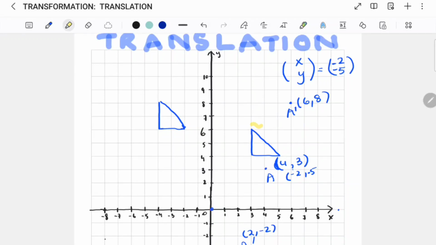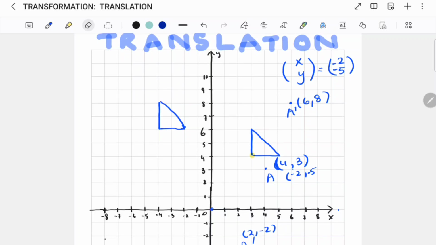Alright, so here, if you join all the corresponding points, then you must get parallel lines, and the diagrams also didn't flip. It means that this is translation. That's the difference between translation and reflection. How do you identify?